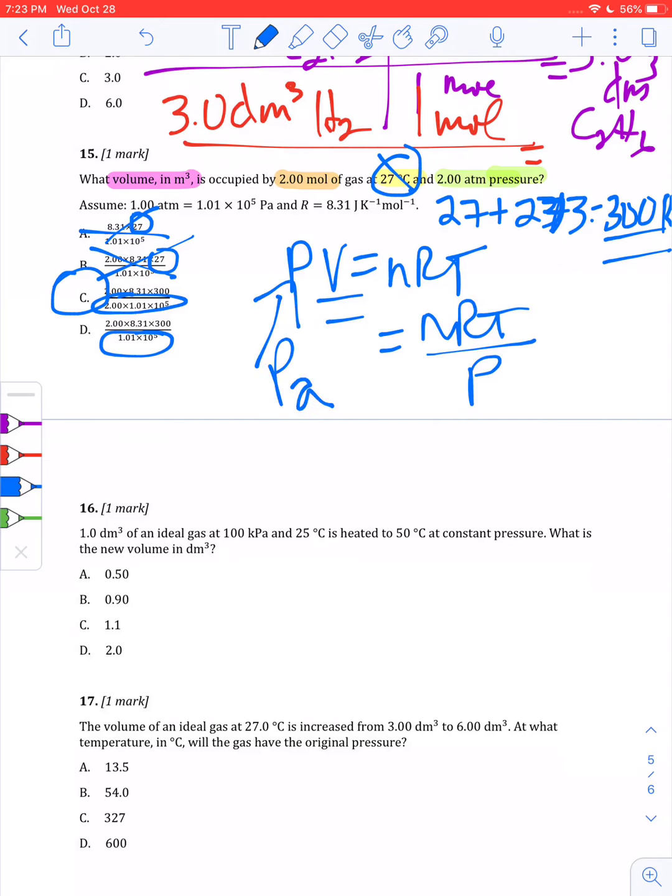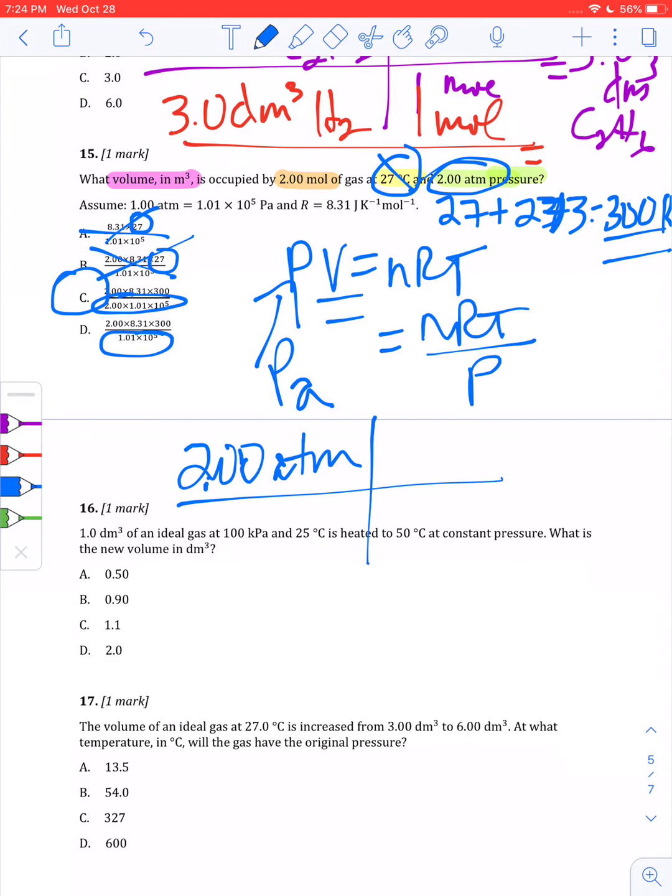And the reason is because if you remember in this ideal gas equation, our pressure always has to be in pascals, which is Pa. And in the problem up here, they gave me atmospheres. So I would have to convert that number from atmospheres to pascals. And so I would do that.